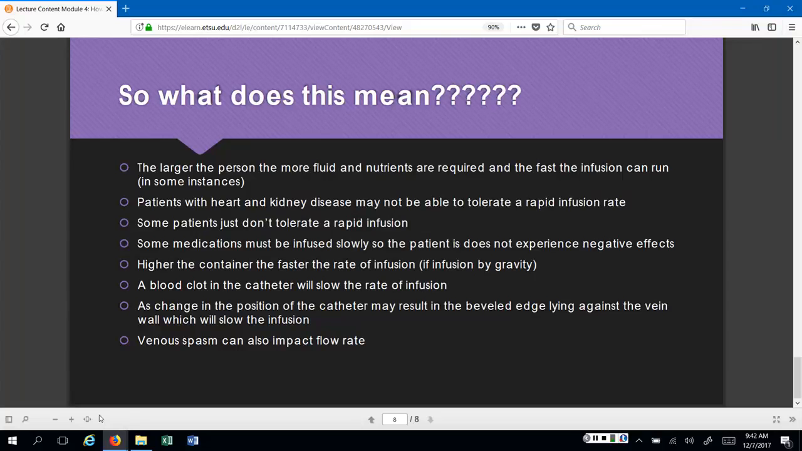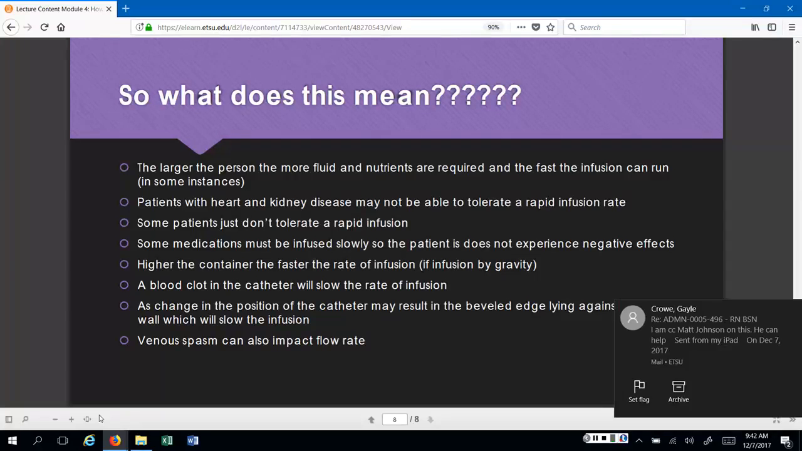A blood clot in the catheter will slow the rate of infusion. A change in the position of the catheter will result in a change in the infusion rate. One of the biggest issues that I have come across in clinical practice is the catheter bevel being up against the side of the wall of the vein, which will slow the infusion. And then venous spasm can also impact flow rate.